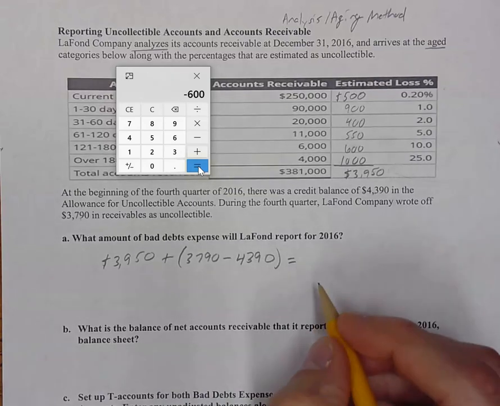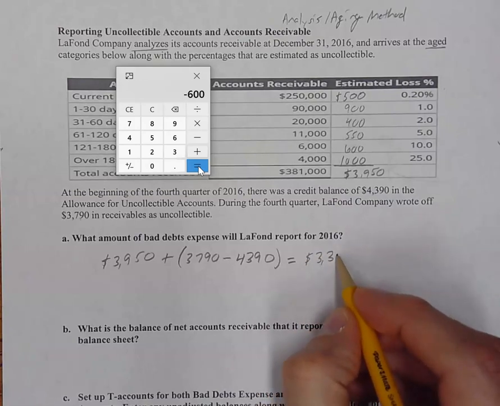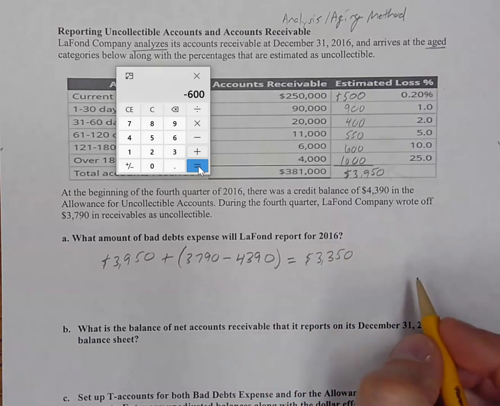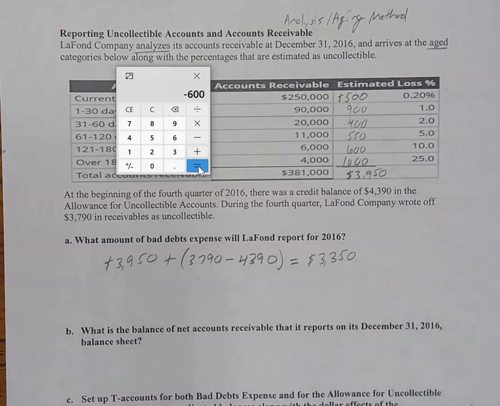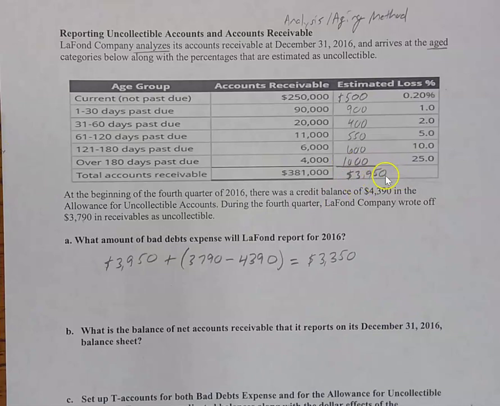So what we're saying here is the amount of bad debt expense for the year is going to be $3,350. So it is going to end up being this figure of $39.50 adjusted downward by $600 because for the quarter our actual write-offs were $600 less than the beginning credit balance. Okay, and that's how we would do that.